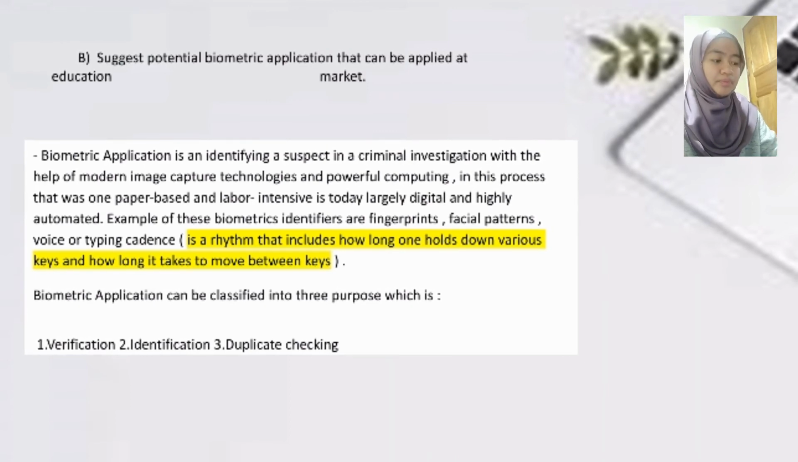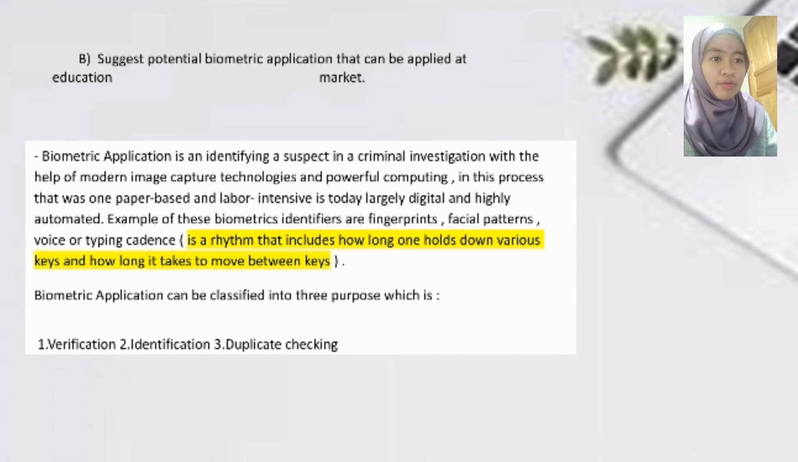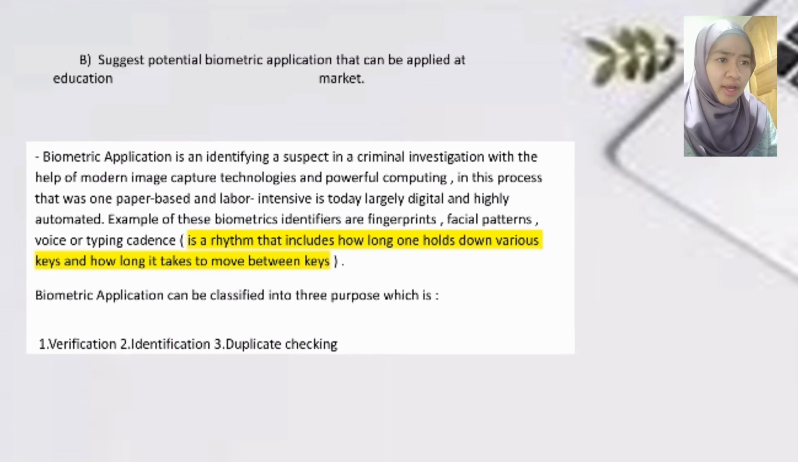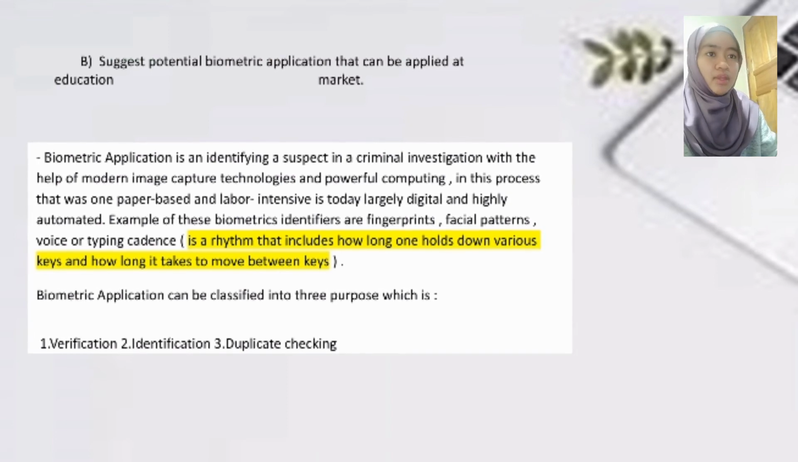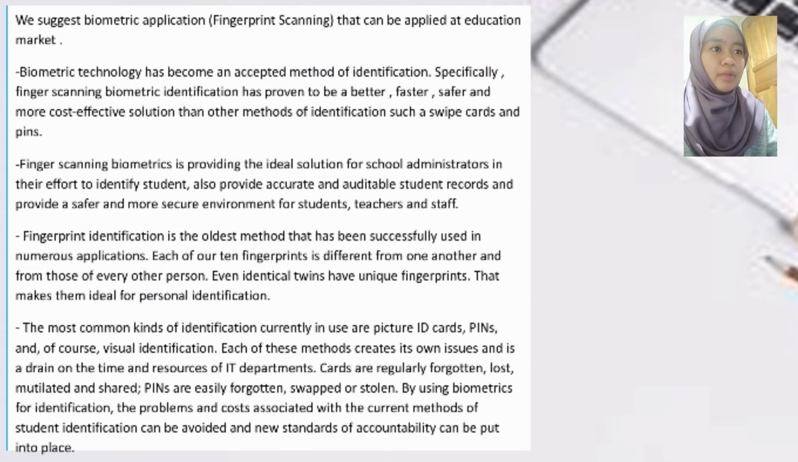Verify to identification. Three, duplication checking. We suggest biometric application, fingerprint scanning, that can be applied at the education market.